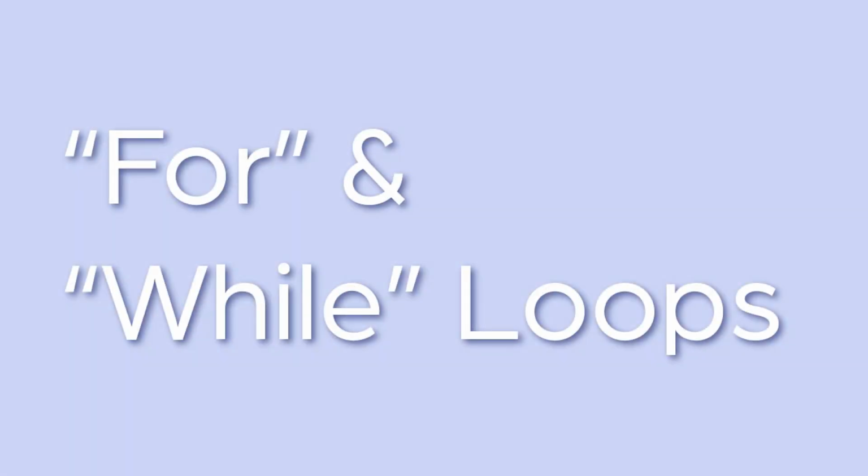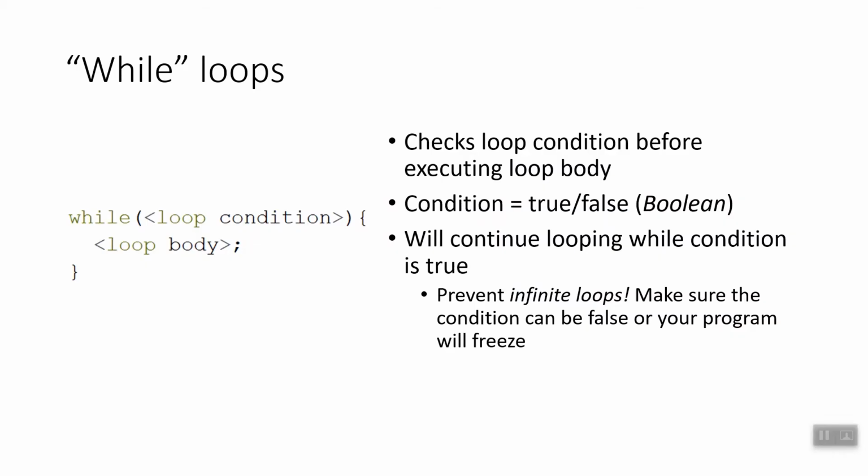We use loops for repetitive code. There are two main kinds we'll talk about, and we'll use the same example for each to illustrate their differences. First is while loops. While loops check the condition before executing the body of the loop, and they will keep looping indefinitely while the loop condition is true. Make sure your loop condition can be false, or you'll make an infinite loop and your program will freeze.